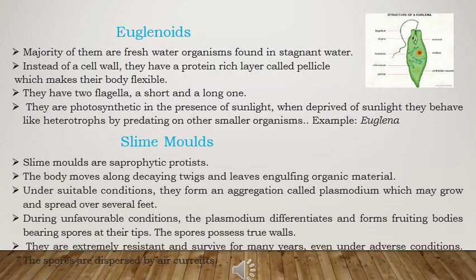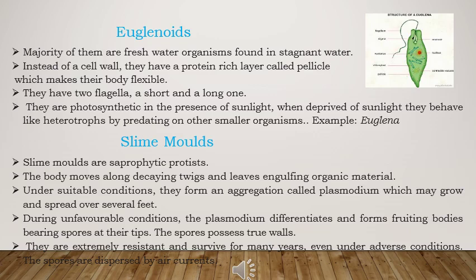The next group is the euglenoid group. This group has a habitat of fresh water, found in stagnant areas. Stagnant means without water current, or you can say ठहरा हुआ पानी, जो पानी बहता नहीं है, ठहरा हुआ पानी. So euglenoids are found in stagnant water.